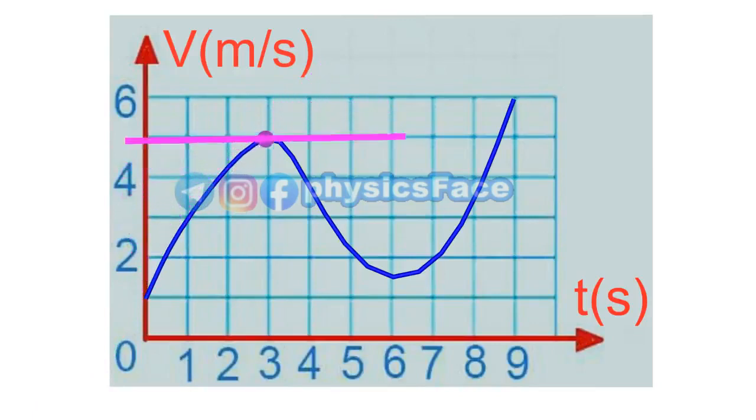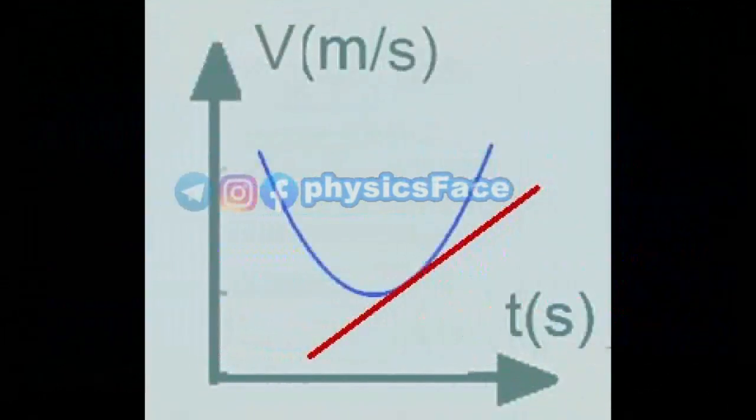At this point, that is moment 3, the slope of the tangent line is 0. That is, at this moment the acceleration of the object is 0, and the velocity of the object remains constant for a moment. At this point, that is moment 5, the tangent line is downward, and its slope is negative, thus the acceleration of the object is negative.